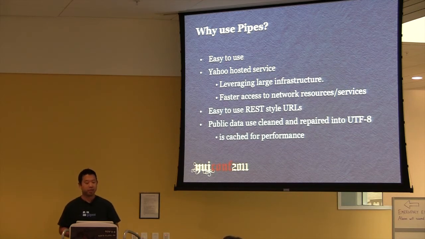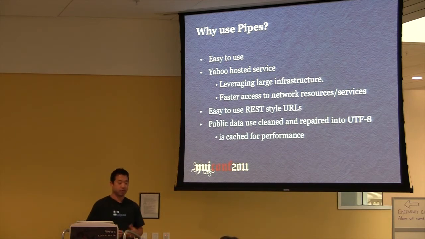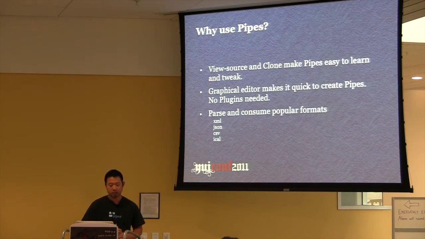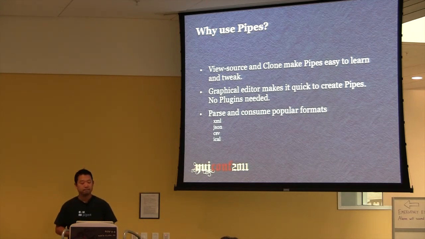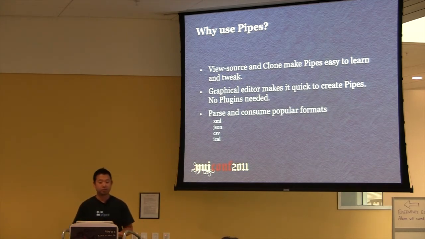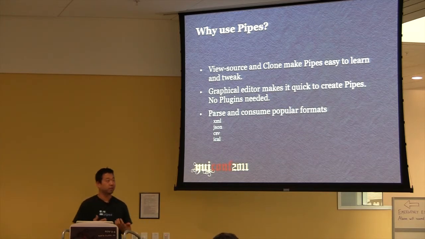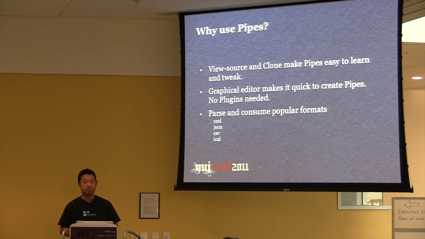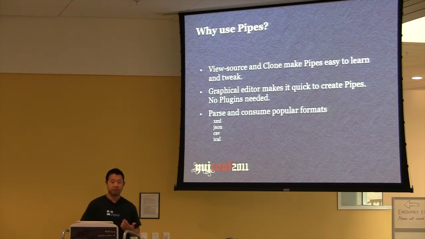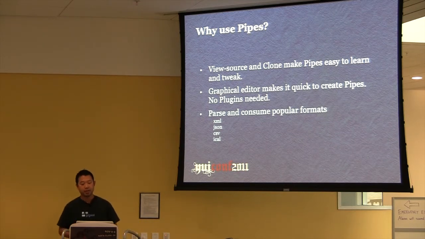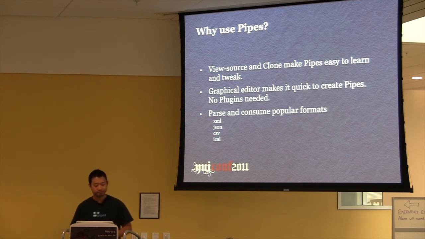After a pipe is run, it's cached for performance, so you don't have to wait for it to render. It's really quick. And a lot of us here learned HTML by viewing source in a browser, and we take the same analogy to pipes. You can view a pipe source. This is the way developers learn. And if you happen to see a pipe that you like, you could actually clone it or copy it and further tweak it to provide the data that you need.